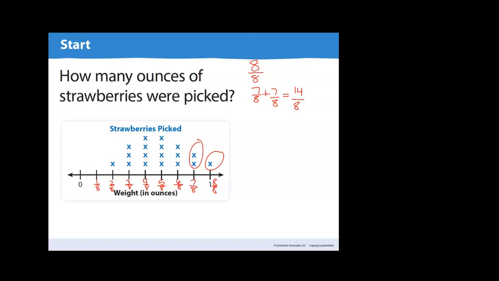All right, so now that I've done 7/8, I'm going to continue doing the same thing for the rest. But instead of adding 6/8 plus 6/8 plus 6/8, I'm just going to do 6/8 times 3 just to make it a little bit easier.